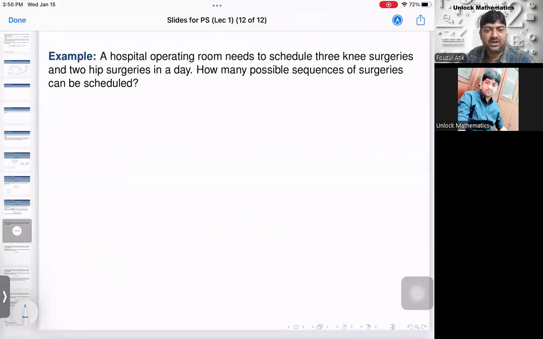A hospital operating room needs to schedule 3 knee surgeries and 2 hip surgeries in a day. How many possible sequences of surgeries can be scheduled? I hope I don't need to explain this one. You can easily do this problem. Pause the video, try to write down the answer in your notebook or in the comment box.